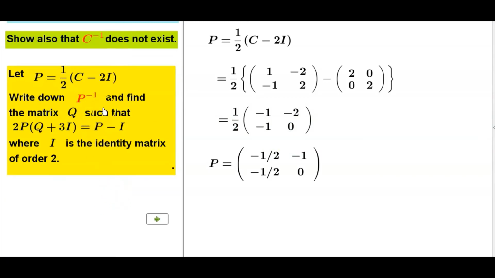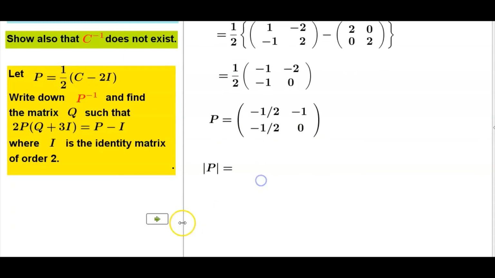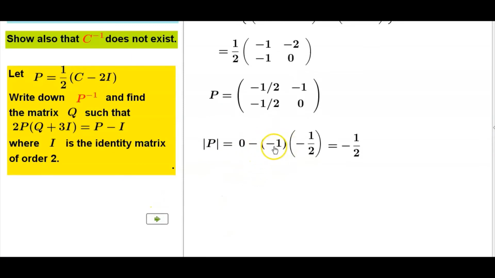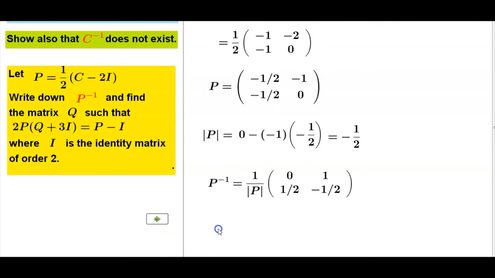You want to write it down? P inverse. How to find out the P inverse? We want to find out the determinant of P. So, the determinant of P: multiply this element by this element, 0, minus, minus 1 multiplied by minus half. Therefore, minus into minus, plus into minus, minus half. That is the determinant of P.